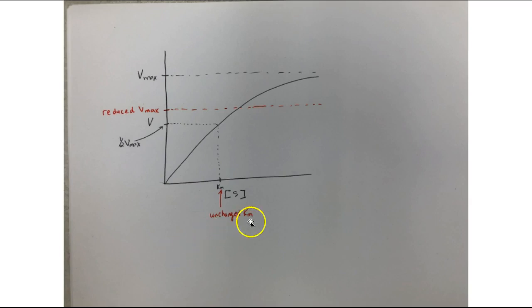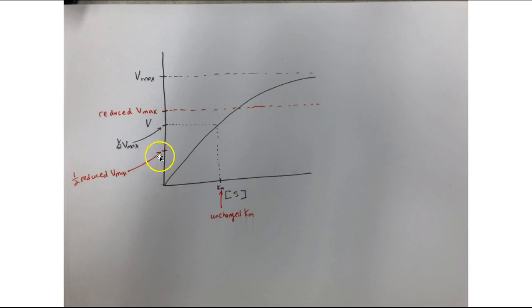Our Km is going to be unchanged. So this Km for the uninhibited enzyme catalyzed reaction is going to be the same Km, meaning the same concentration of substrate will get us to 1/2 Vmax. The difference is 1/2 Vmax is going to be a smaller number in the case of the inhibitor. So if we're reducing Vmax, we're also reducing 1/2 Vmax.